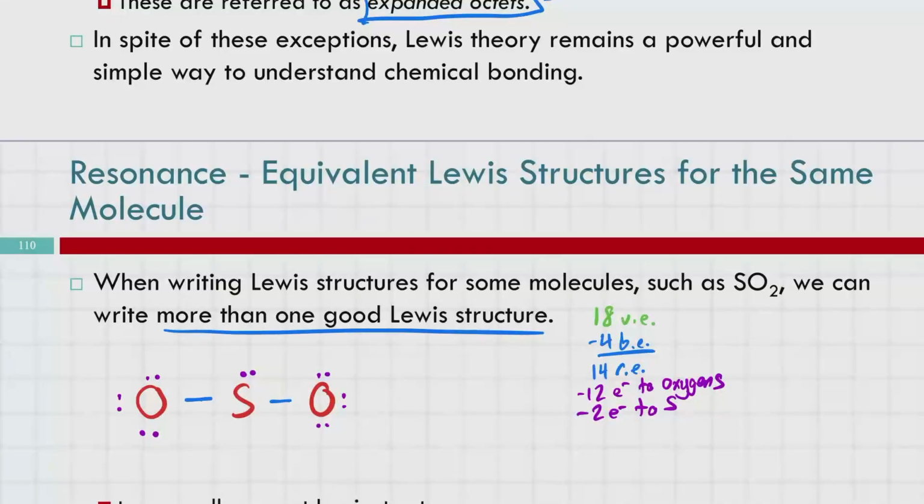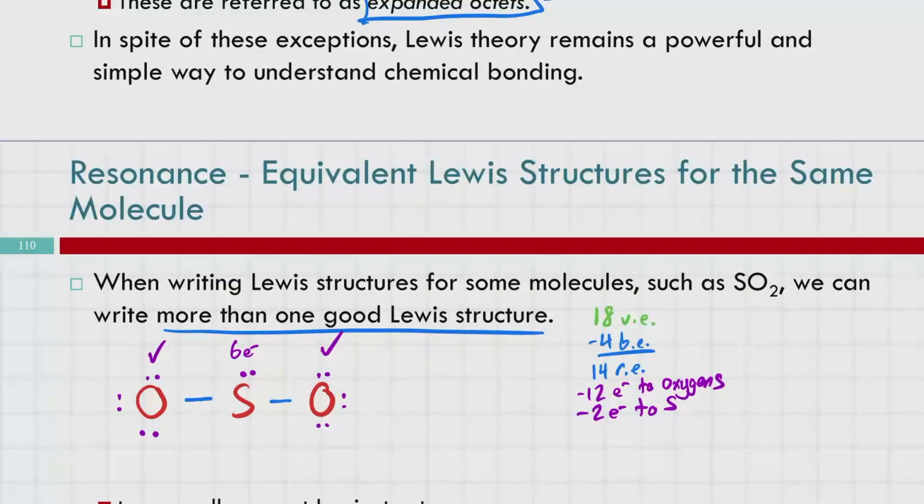Okay, so we get here, and if we check our octets, our oxygen on the left has 2, 4, 6, 8 electrons. Great. Our oxygen on the right is in the same situation, so it also has a complete octet. Our sulfur in the middle has a lone pair and 2 bonds, so 2, 4, 6 electrons. It needs 2 more electrons to get its octet.